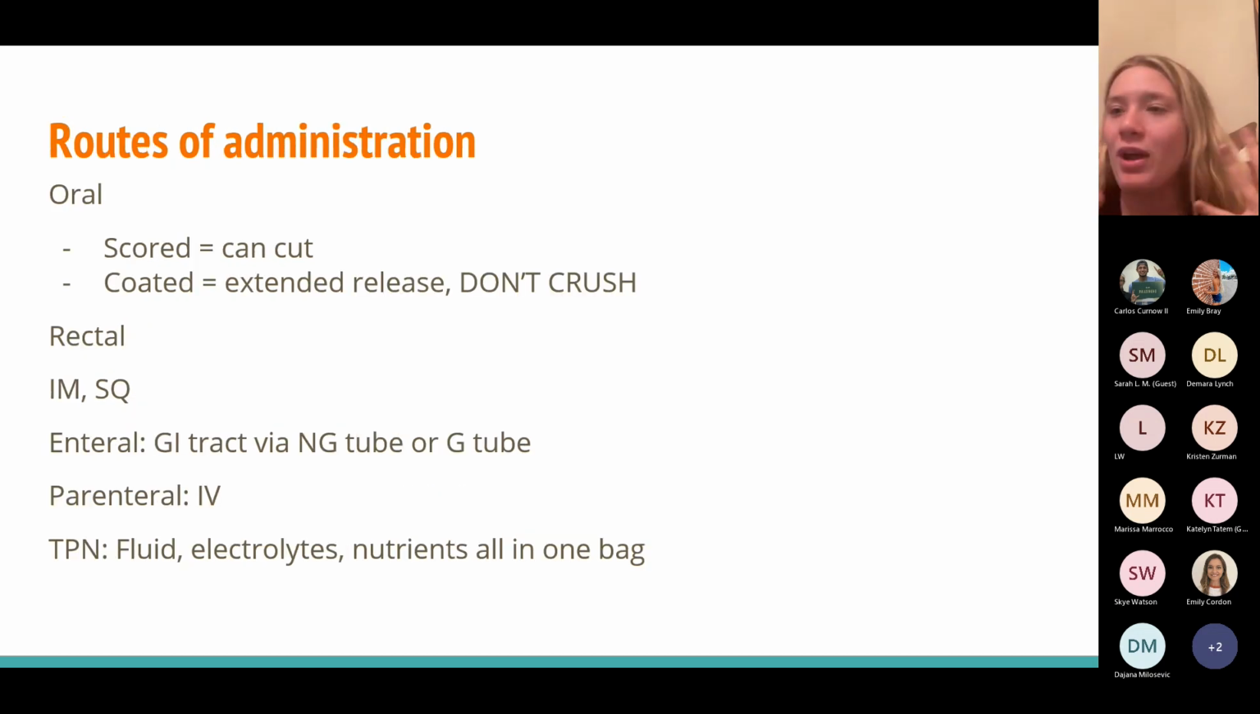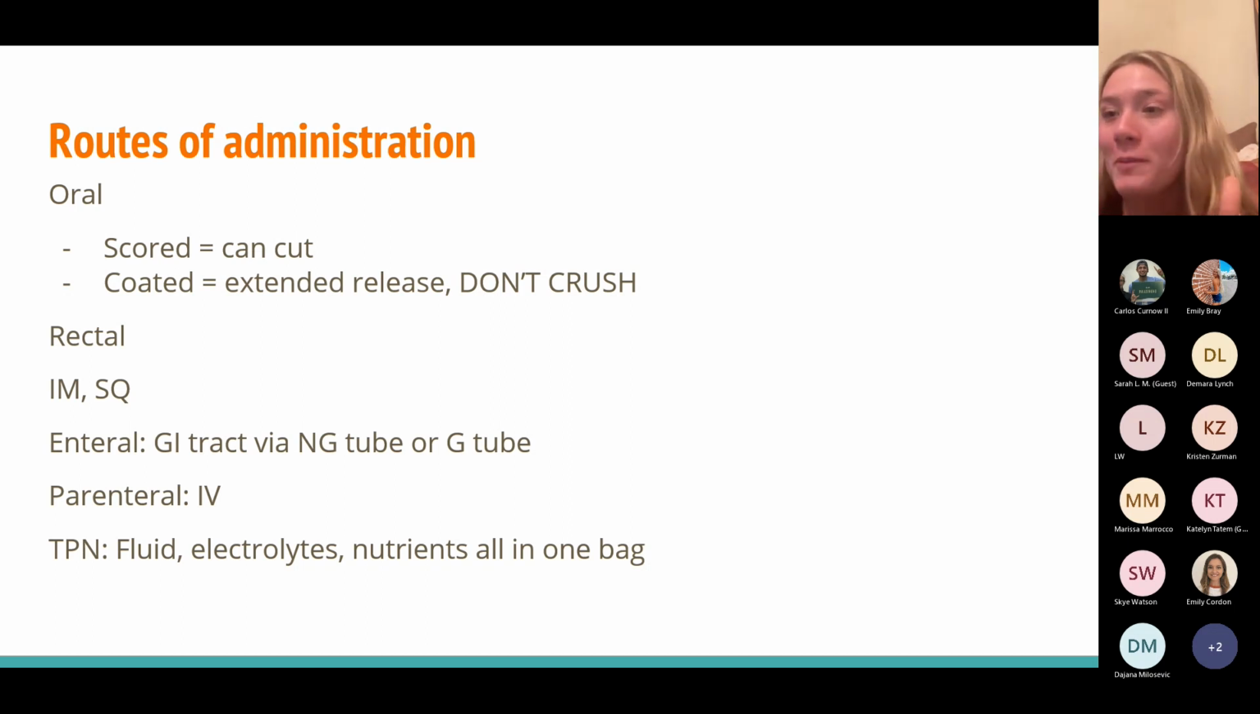So, what are some different routes of administration? Orally, we can have scored pills. This is really important to understand. If a pill is scored, this means it can be cut. So, let's say my patient needs 250 milligrams of metoprolol and they have a 500 milligram scored pill. Well, I can cut that pill and they can take half today and half tomorrow. No problem. But if I have a coated pill or a regular pill, I can't cut it.